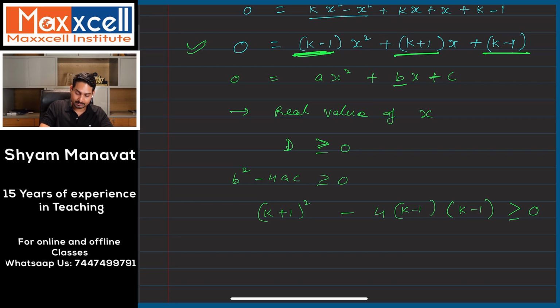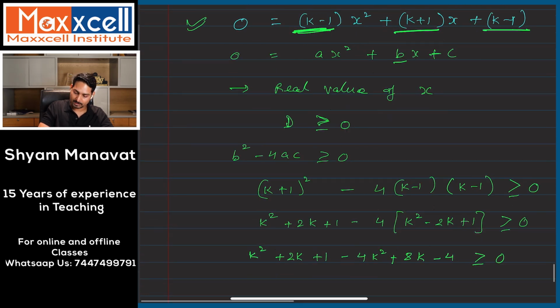Simplify करते हैं. This is k square plus 2k plus 1, plus 1 minus this is 4 into k minus 1 k minus 1. So k minus 1 whole square. This is k square minus 2k plus 1. ऐसा हो गया. More than or equal to 0. Simplify further. This is k square plus 2k plus 1 and minus 4. If you multiply inside, you will get minus 4k square, ये हो जाएगा plus 8k and minus 4, more than or equal to 0. ठीक है यहाँ तक?